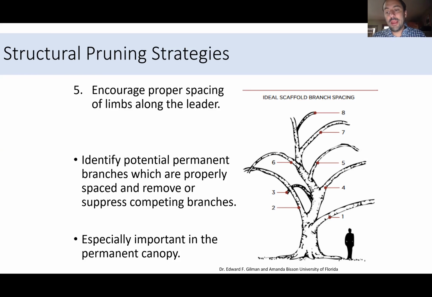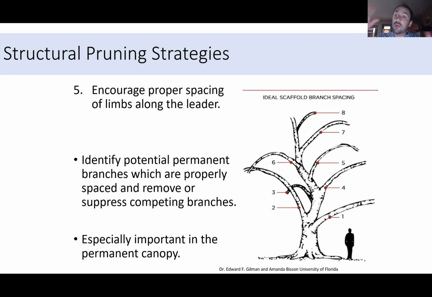This is important in the permanent canopy, and that's a hard thing to wrap your mind around. If the tree has no permanent canopy, the spacing of the branches is not very important. And it's a thing people oftentimes get caught up on really young trees. They have an 8-foot tree, right? And no branch in that tree is going to be there in 15 years. But people are still very worried about how they're spaced. It's just not that important, right? They're coming off eventually, so we don't care on a really young tree.